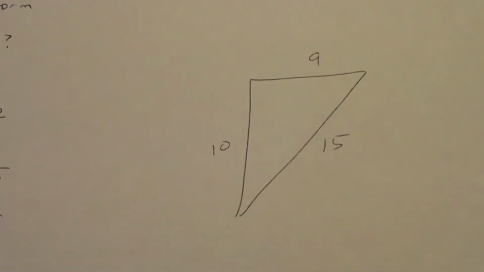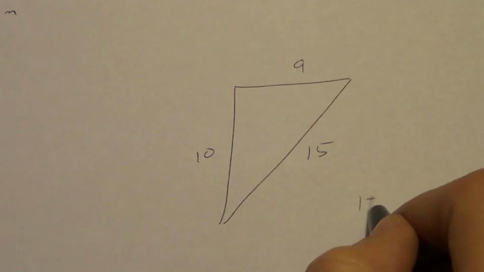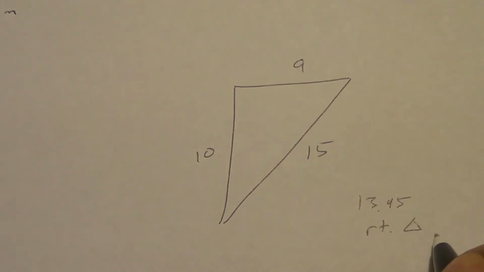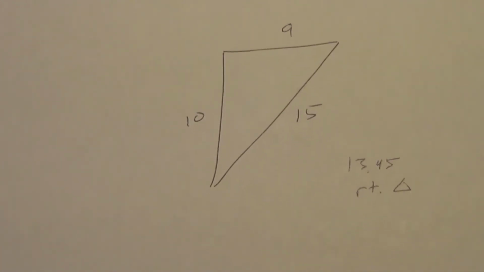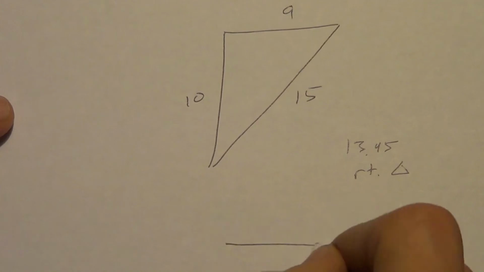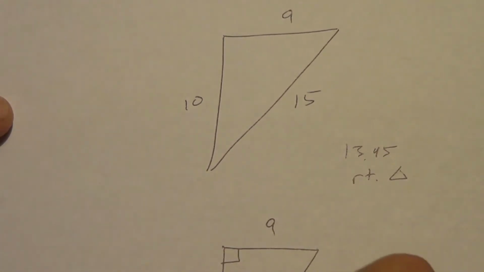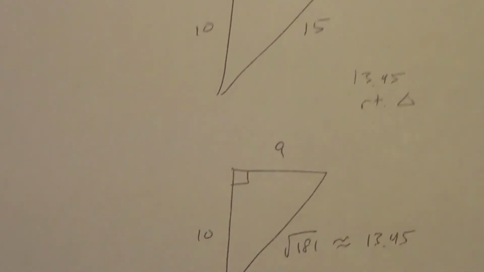Now let's go back up here. We know that if this was 13.45, it would be a right triangle. So we're going to use the concept of the hinge theorem now. So let me draw another example of that same triangle with an actual right angle, with the square root of 181, which is approximately equal to 13.45.